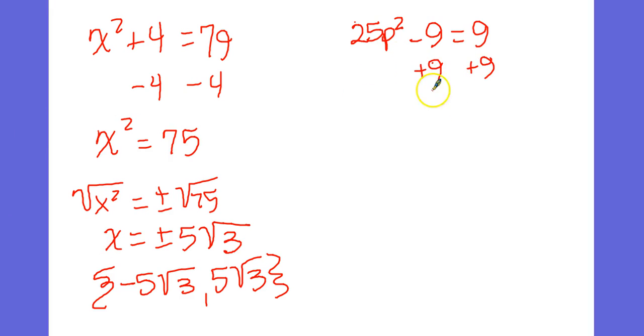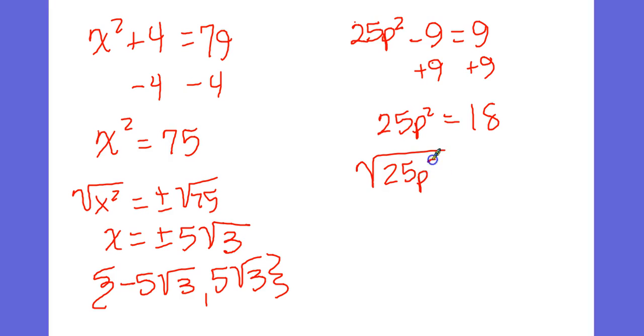Move the 9. So we have 25p squared equals 18. Now there's two ways I could go about this. The conditions now exist so that I can square root both sides. Or if I wanted to, I could move the 25 first. I tend to not like to complicate the right-hand side and turn it into a fraction unless I have to. So I would suggest taking the square root of 25p squared and positive and negative version of the square root of 18.